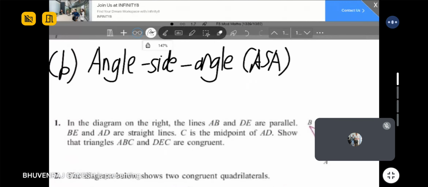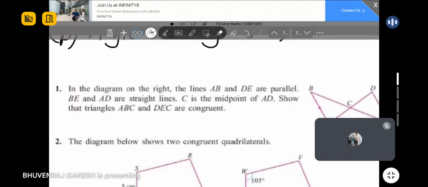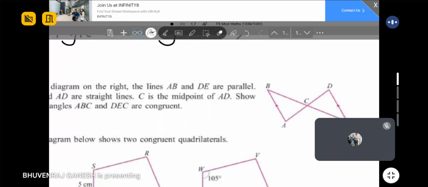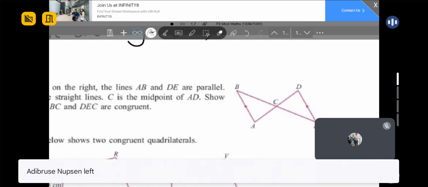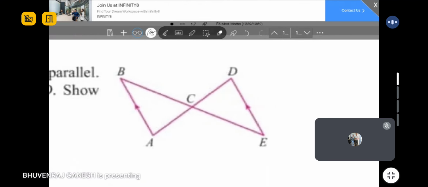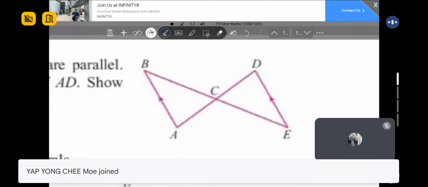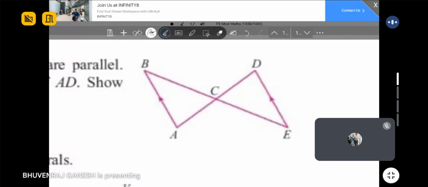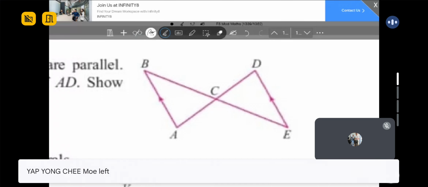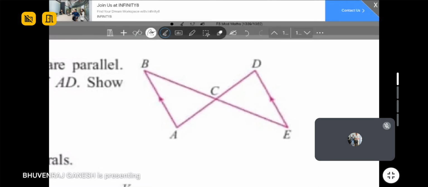Okay guys, so for question 1, they ask you to show that these two triangles are congruent. You have to prove these two triangles are congruent. So how can I do it? How can I show this? Anyone know? What is the concept? You have to go back to the type of triangle.